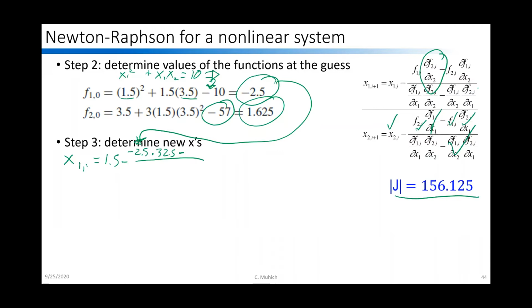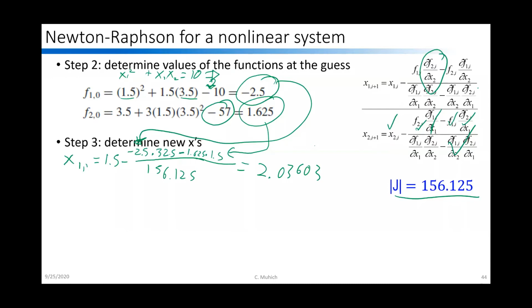Now I need the function value of f2. In this case, that's 1.625 times the derivative value, which was 1.5 from the previous page, all over that Jacobian value of 156.125. All right, this is going to give us 2.03603.